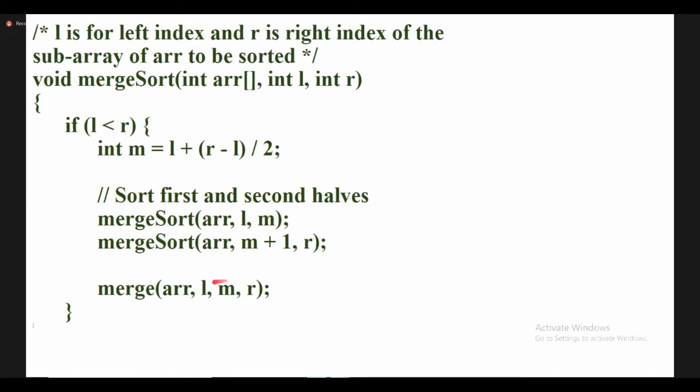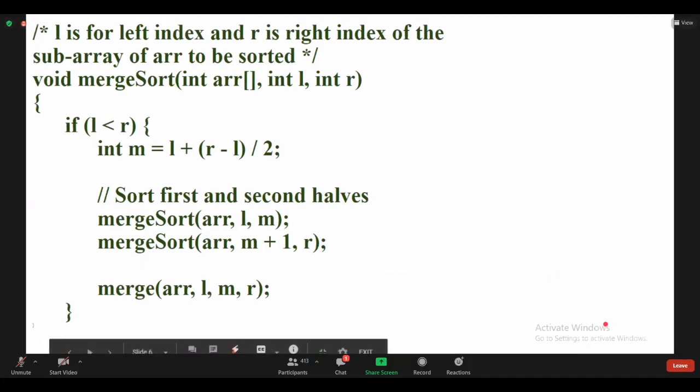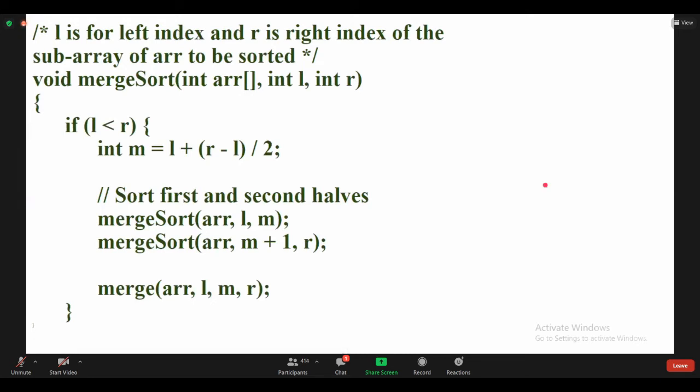Now in merge sort I call the merge function with array, L, M, R. Here four arguments: array name, lower bound, middle point, and right bound. In the algorithm, what are the steps? First, we have to find the middle element of the list. So M is equal to L plus R minus 1 by 2.